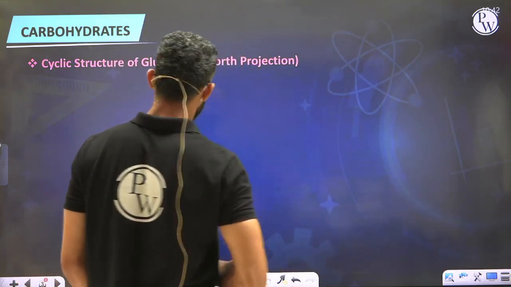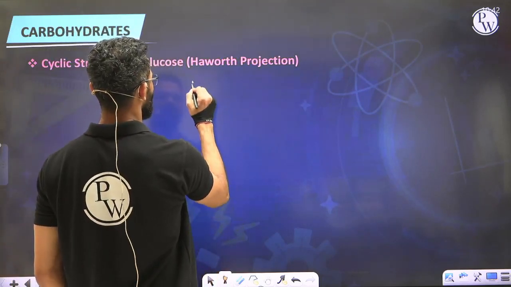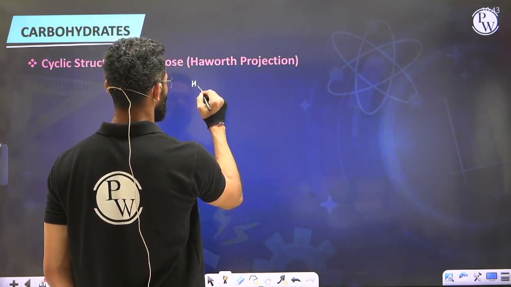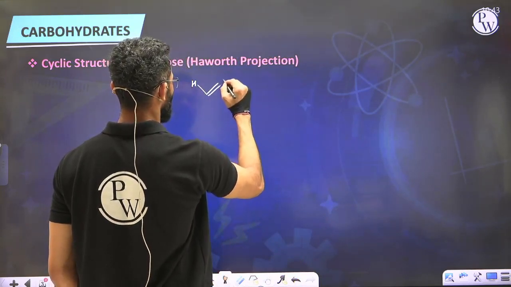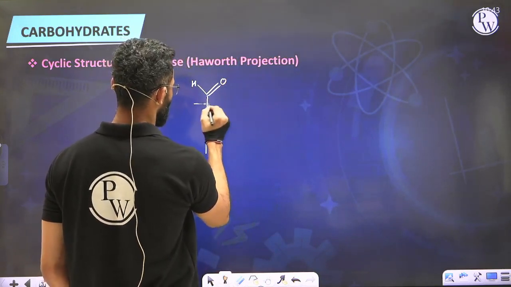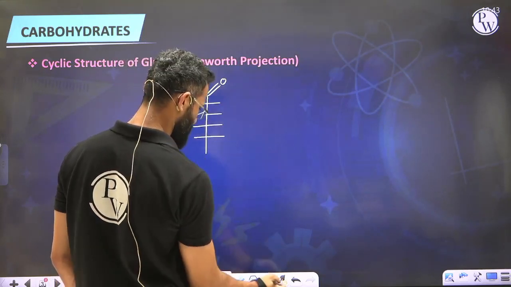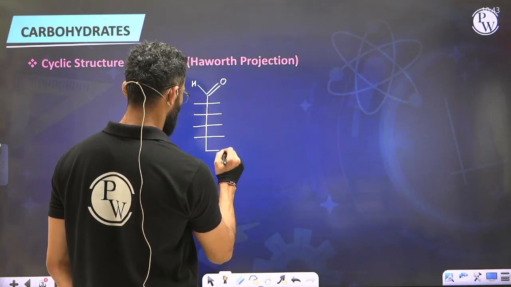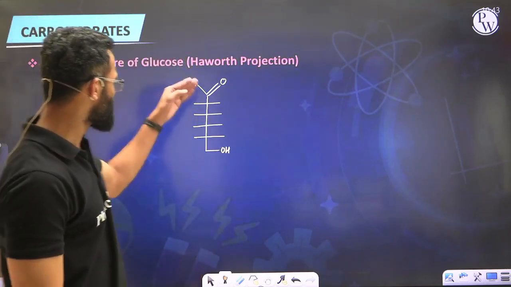To get the cyclic structure, first I'll write down the open chain structure of glucose. So let's say we have the open chain structure of glucose, which I'm putting this way, in the Fischer's projection. First carbon, second, third, fourth, fifth, and then down here we have the sixth carbon atom. Everyone try to recall how we used to remember the structure. We used to take 6 carbons in a straight chain, right?